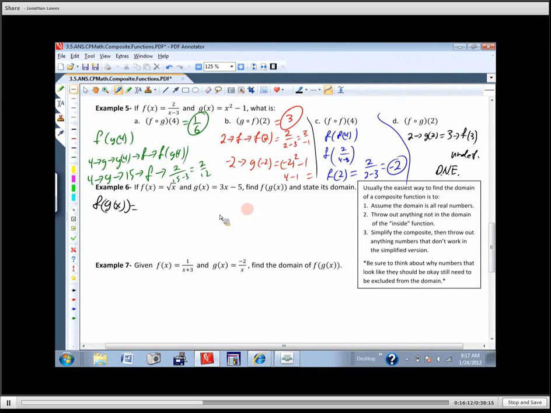So I'm going to take this function right here, g, and plug it in right there. Because remember, f is a square root function, and what we're putting in there is 3x minus 5. Now, what is the domain for that function?